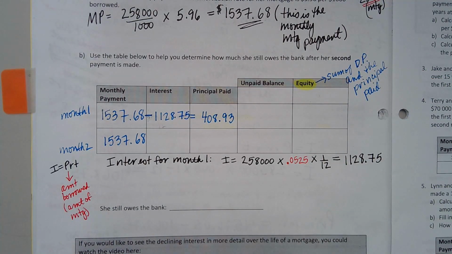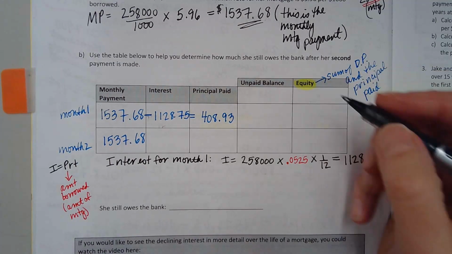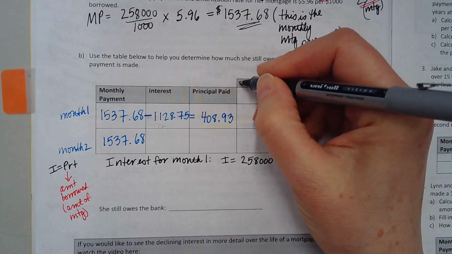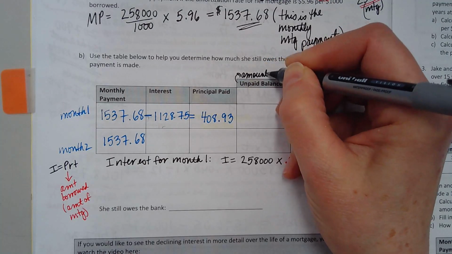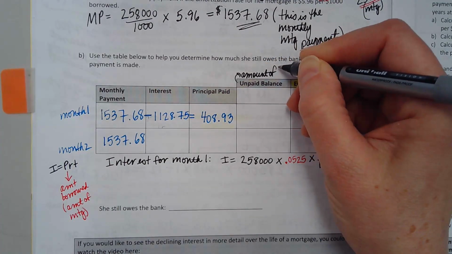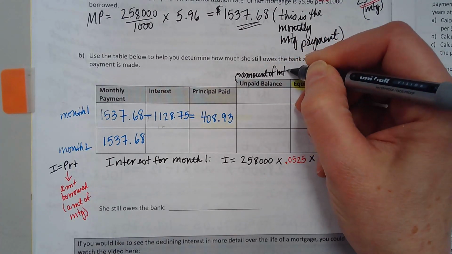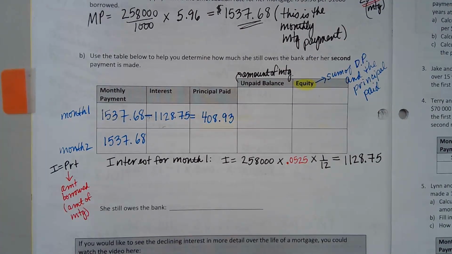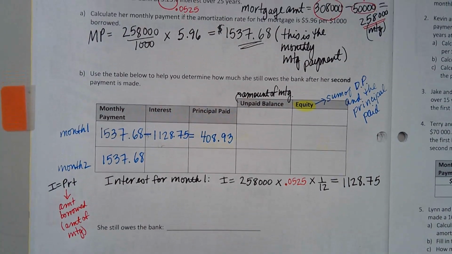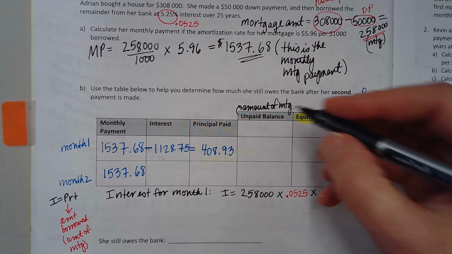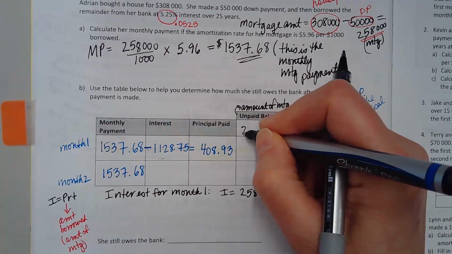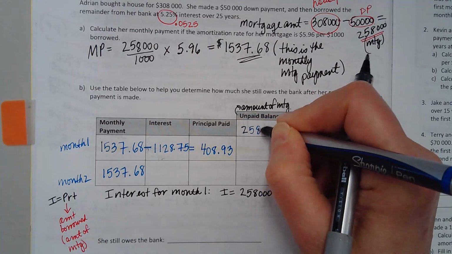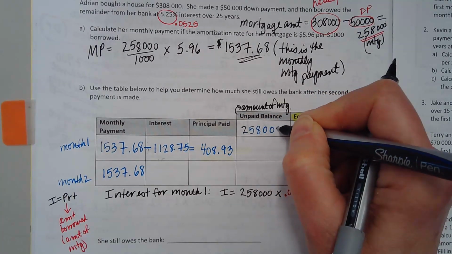All right, how much is her unpaid balance? How much does she owe? This is the amount of these. This is the amount of the mortgage. Okay, so how much did she owe the bank at the very beginning of this contract that she entered in? Yep, 238, or sorry, 258. Agreed?